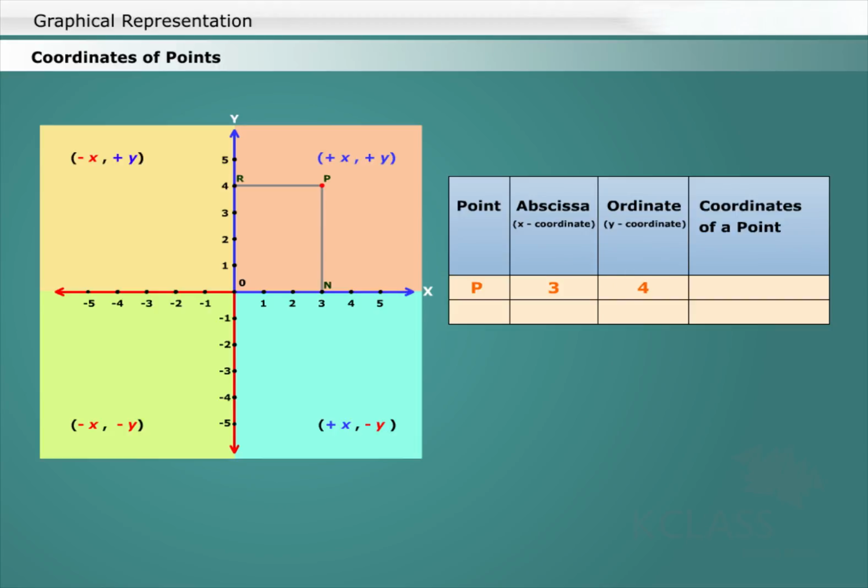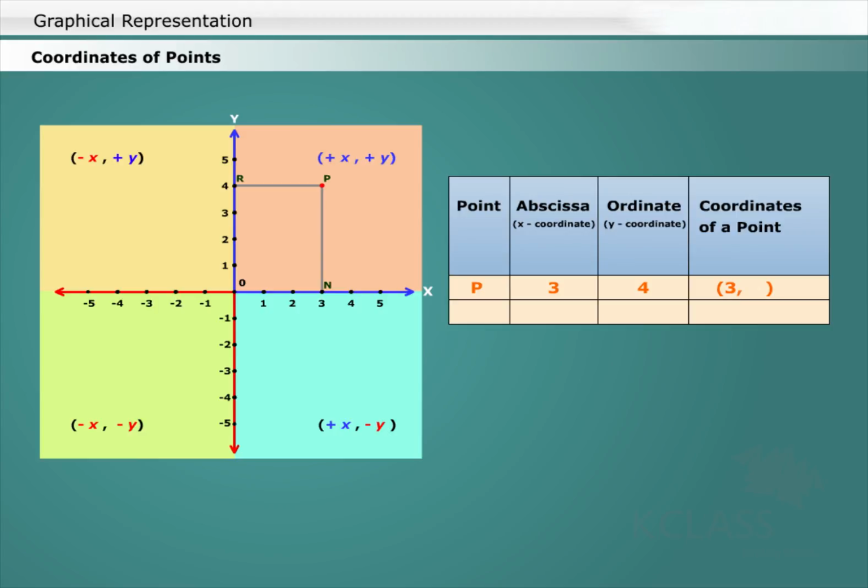Do you know that there is a special way to write the coordinates of a point? The coordinates are written within brackets. The x-coordinate or abscissa is always written first. For point P, the abscissa is 3. Then a comma is written.